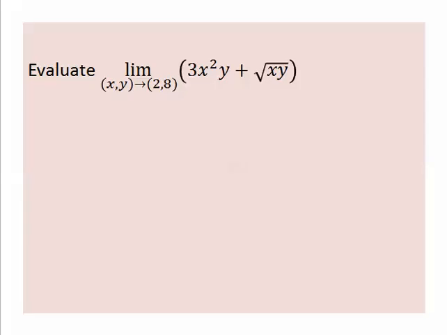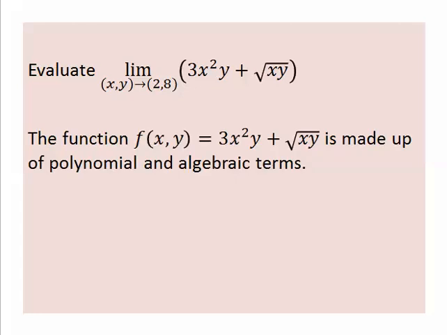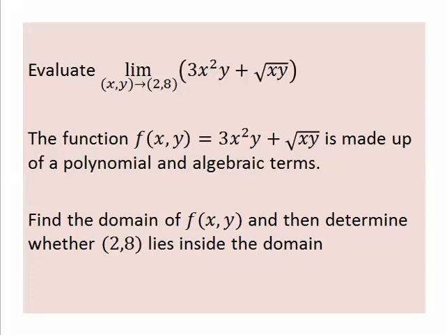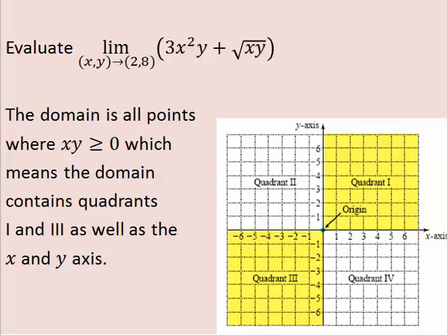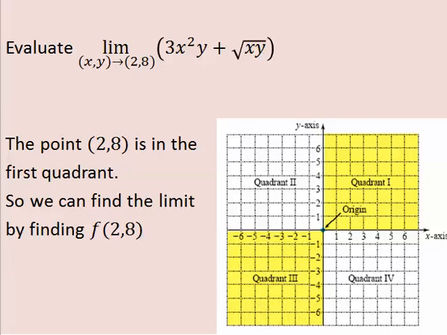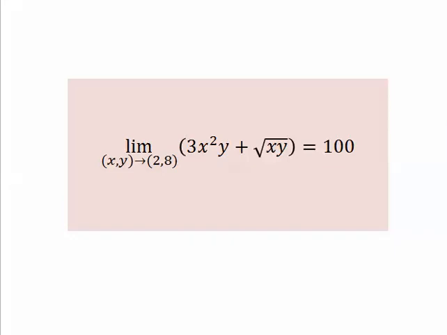Evaluate this limit. The function is made up of polynomial and algebraic terms. Find the domain of the function and then determine whether the target point (2, 8) lies inside the domain. The domain is all points where the product xy is greater than or equal to 0, which means the domain contains quadrants 1 and 3, as well as the x and y axes. The point (2, 8) is in the first quadrant, so we can find the limit by evaluating the function, and we get a value of 100.